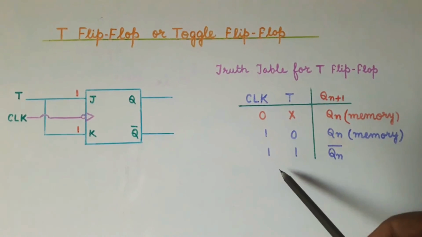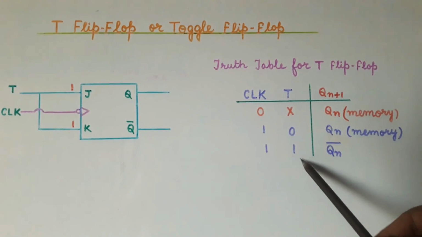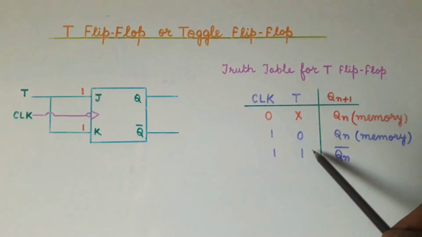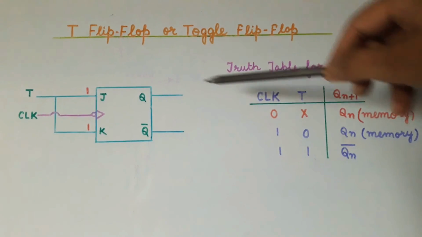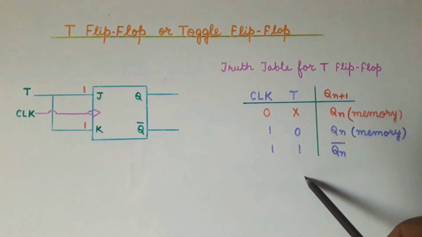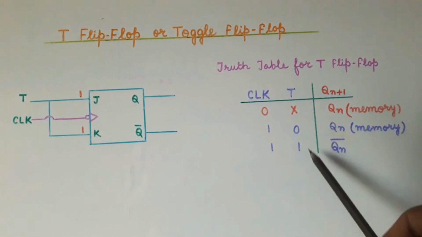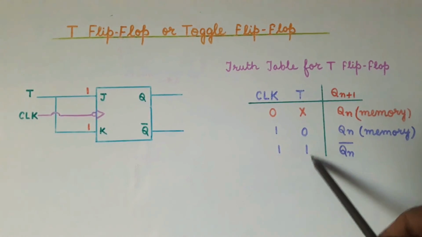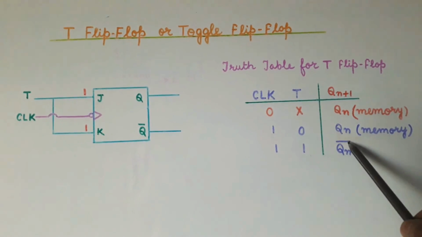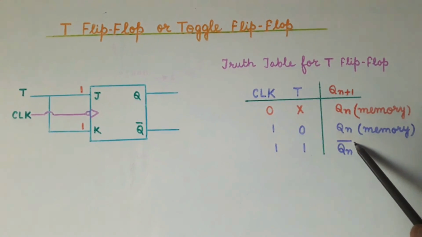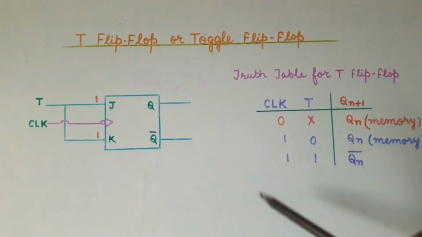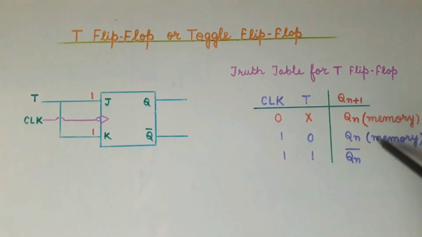Now what will happen if the clock is high and the value of T is also 1? This is the condition which we were looking for, because when the value of T is 1, then J is 1 and K is also 1, and in this case we find that we are having the toggle action. So the output Qn plus 1 will be the complement of Qn, that is Qn bar. This is our toggling. So this is all we have to see in the truth table of T flip-flop.